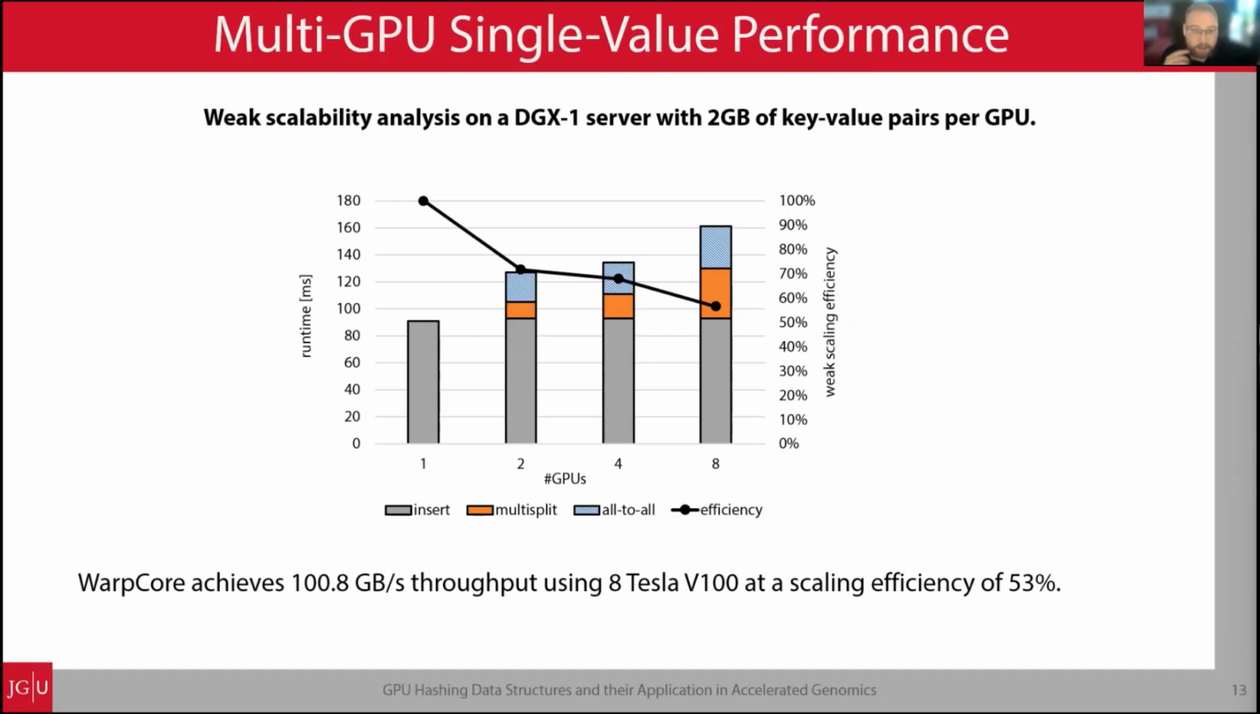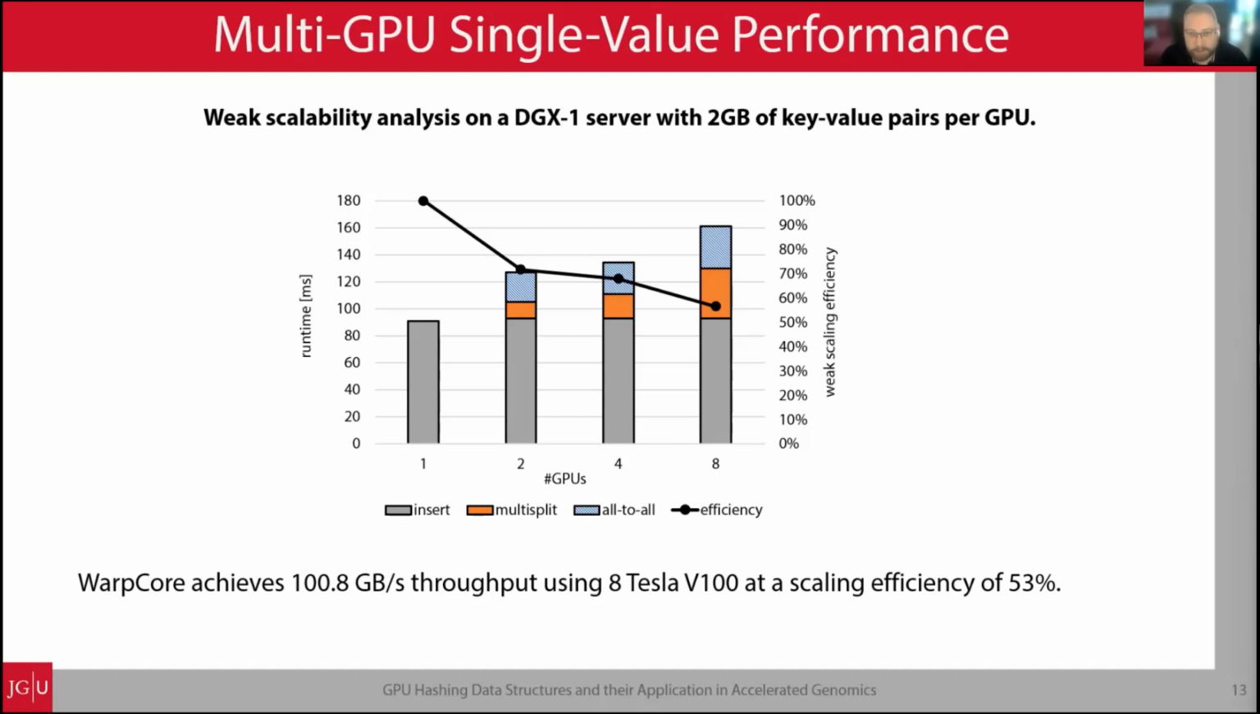So as a benchmark here, we simply use 2 to the power of 27 unique 8-byte keys and values as input per GPU. So in total, we have 16 gigabytes of data per GPU. This plot here shows a weak scalability analysis with runtime breakdowns for data partitioning. So that's the multi-split phase, the communication, that's the all-to-all transposition over NVLink, and the hash table operation itself. In this case, it's an insert operation. And also the black line shows the achieved weak scaling efficiency.